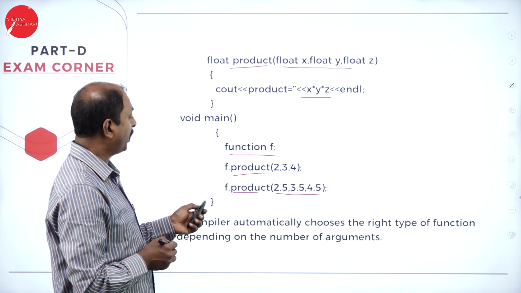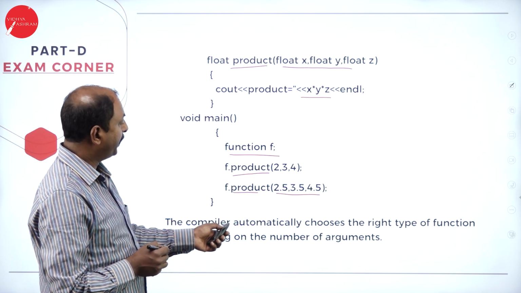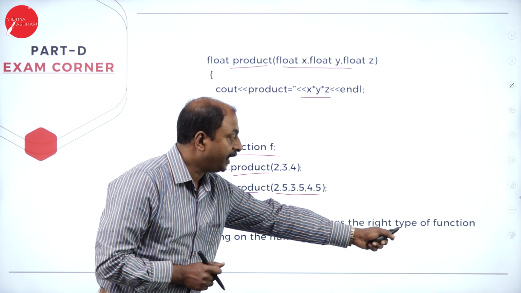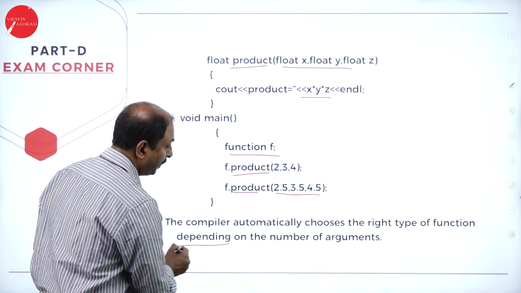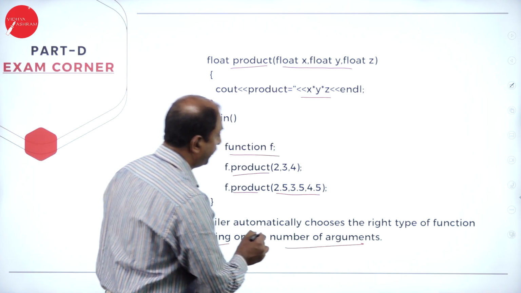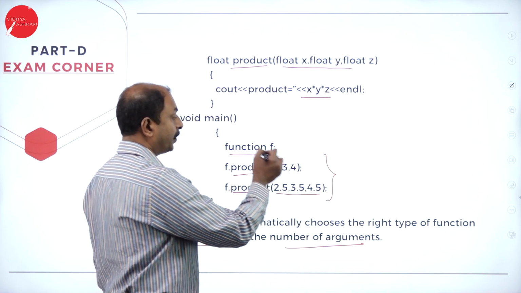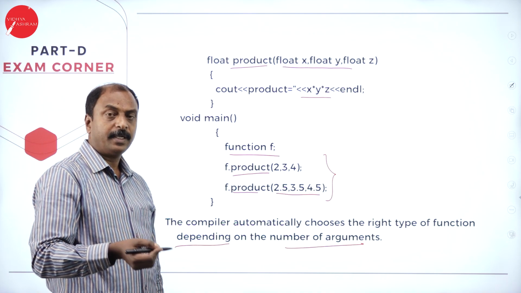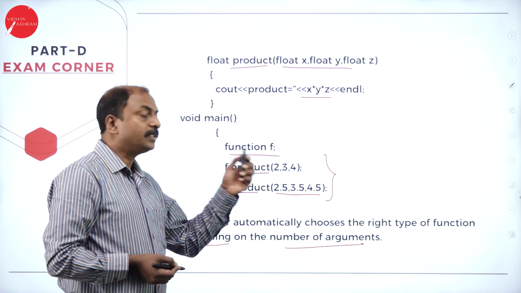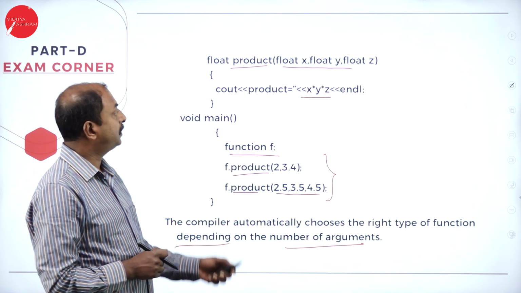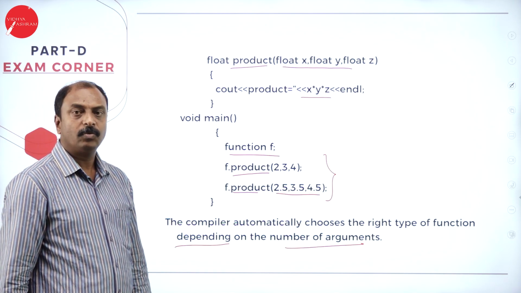This is the end of the void main. So the compiler automatically chooses the right function depending on the number of arguments. By considering the number of arguments and types of arguments, the compiler calls the respective functions. So this is the concept of function overloading.